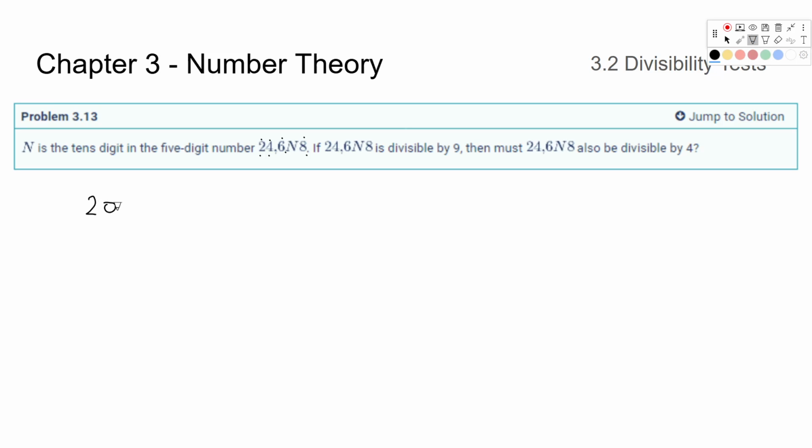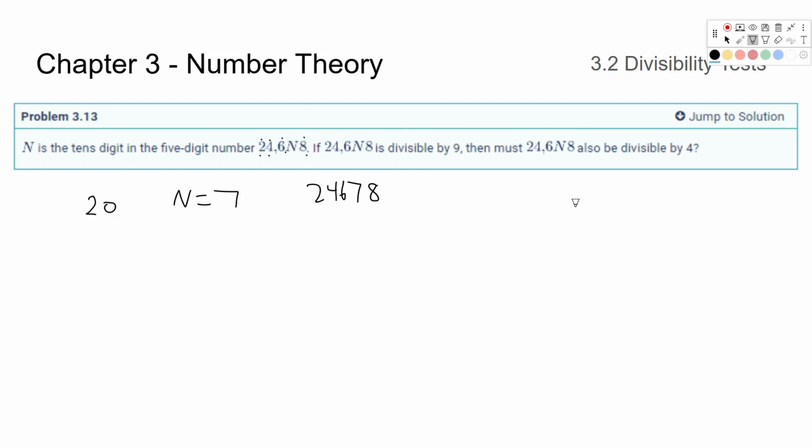And that's not a multiple of 9. The next multiple of 9 after that would be 27. So for 27, we'd have to add 7 to this, so n would have to be 7, right? So if n is 7, then this number would be 2, 4, 6, 7, 8. And I think that's the only option, right? Because the next multiple of 9 would be 36, and to make 36 from 20, we'd have to add 16, but we only have one digit. So our only option is for n to equal 7.